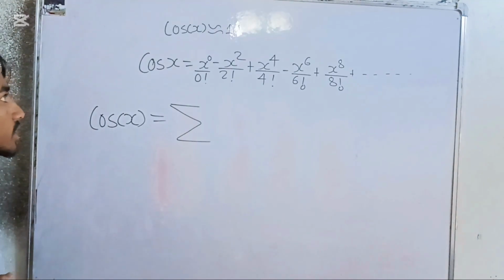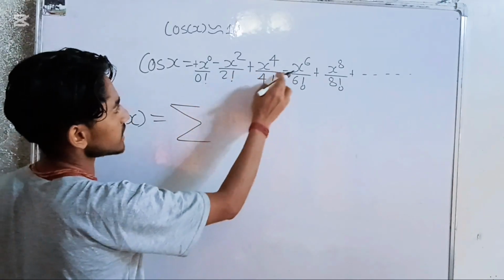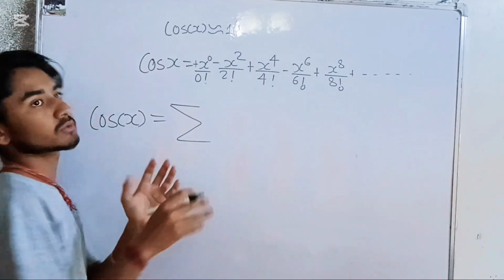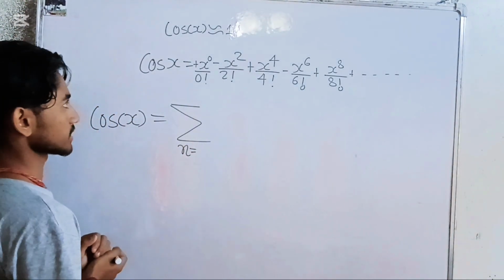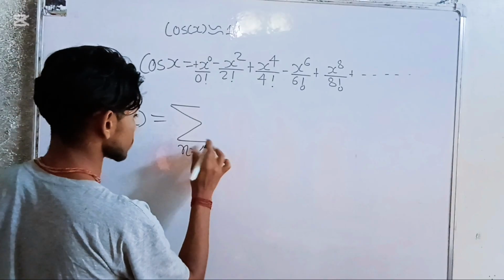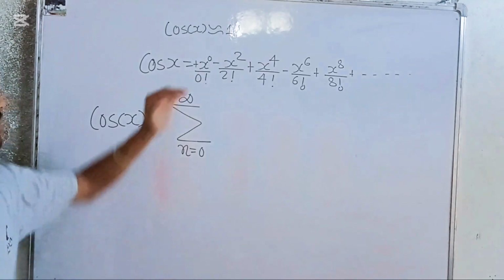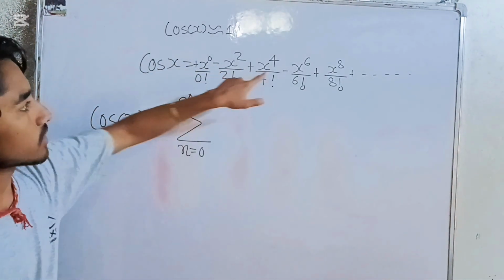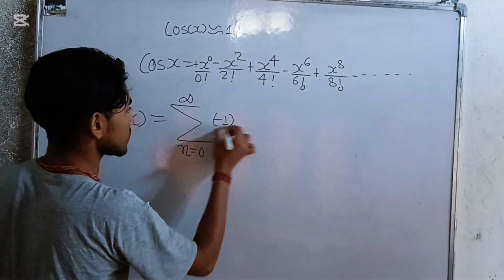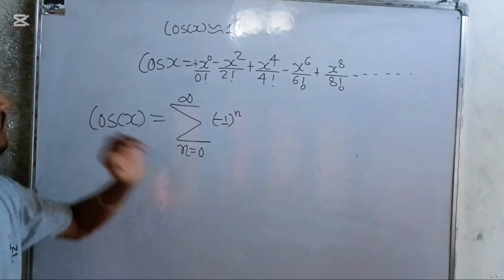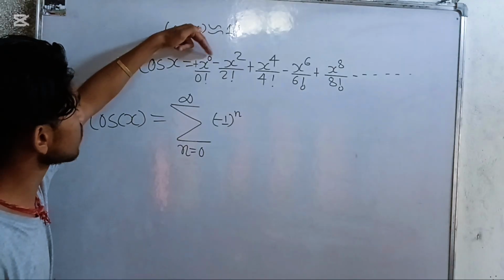Since you can see from here the signs alternate, positive negative positive negative, first we have to use our upper and lower limit. The lower limit is 0, and it goes up to infinity, right? For the sign convention, plus minus plus minus, we have to use minus 1 raised to power n.